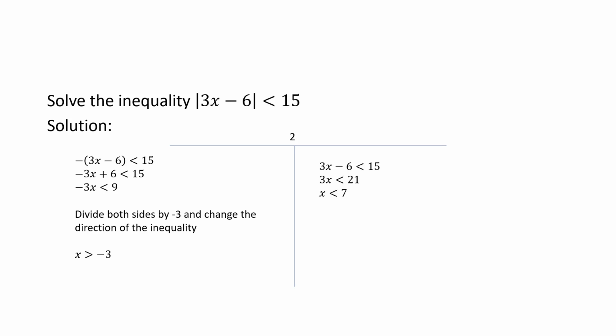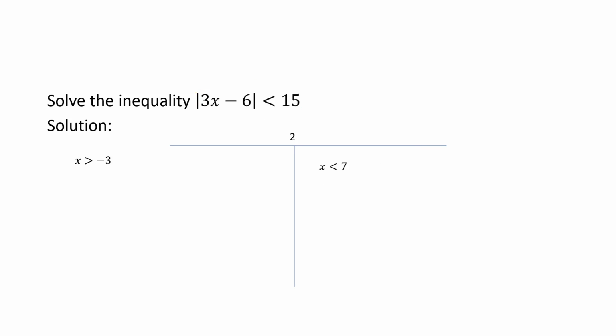So we go to the other side of the inequality. We get 3x minus 6 being less than 15, because if you'll recall, we agreed that to the right of 2, the absolute value of 3x minus 6 is equal to 3x minus 6. So we're able to take, to the right of 2, this inequality and replace it with that inequality. And then we solve using regular methods. 3x is less than 21, x is less than 7.